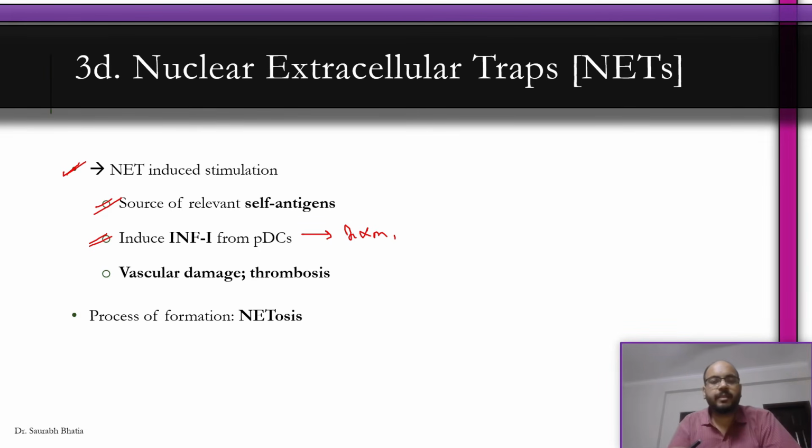thereby increasing inflammation and the interferonopathies, or increased type 1 interferons. Now, these NETs can also cause vascular damage. Remember, they are secreted because of interaction of neutrophils with vascular endothelial cells. They can cause vascular damage because inflammation can also lead to thrombosis. The process of formation of nuclear extracellular traps is known as NETosis. Clear? Let's move forward.